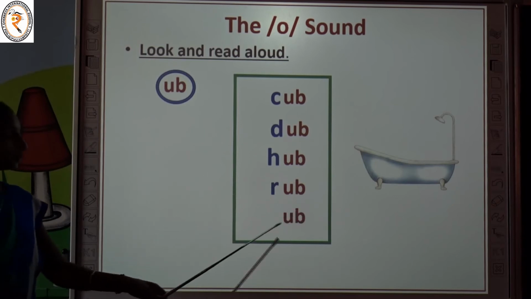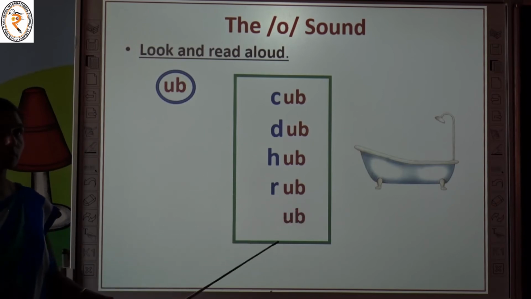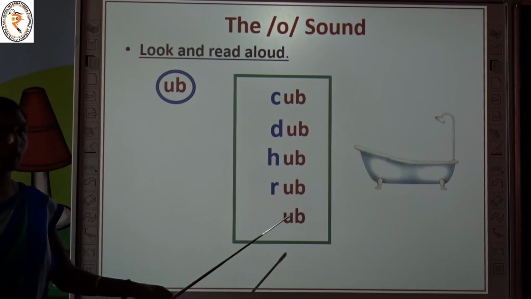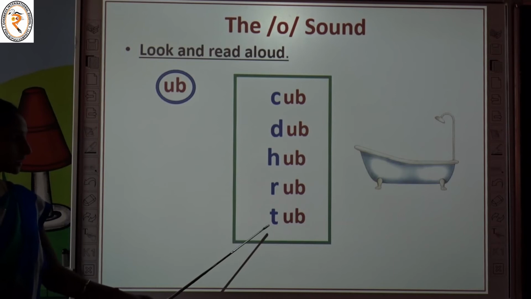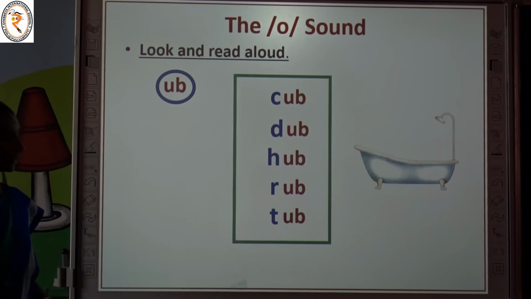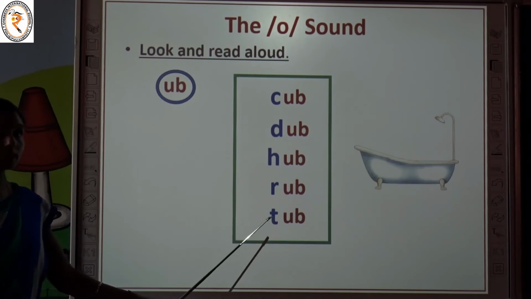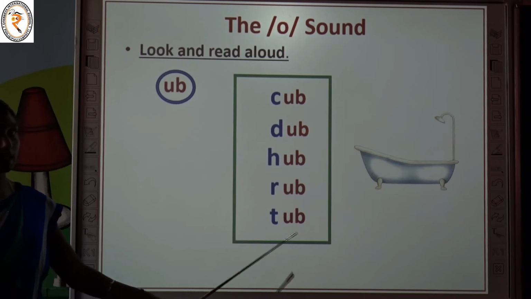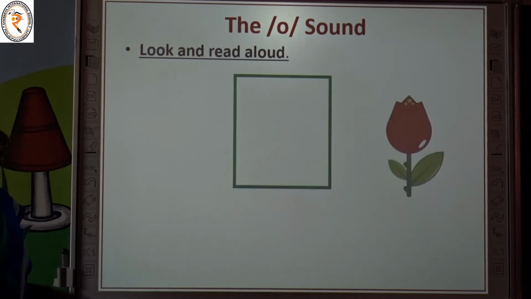Okay, UB. How can you read this word? How can you pronounce? Yes, the letter T is added. What is the sound of the letter T? Can you tell? Tuh. T plus ub, tub. Let's see some more examples.